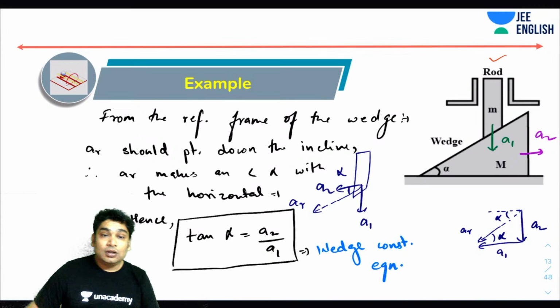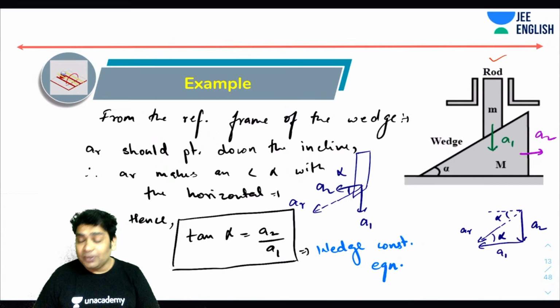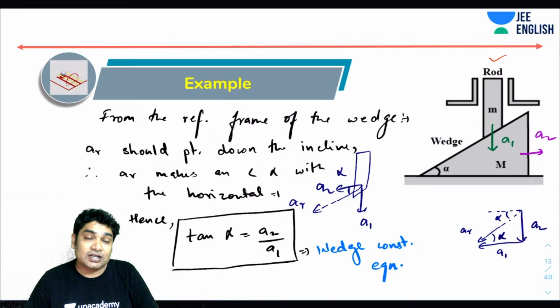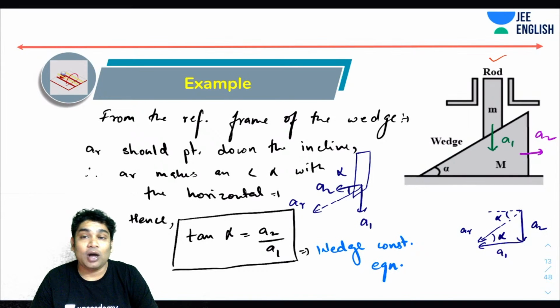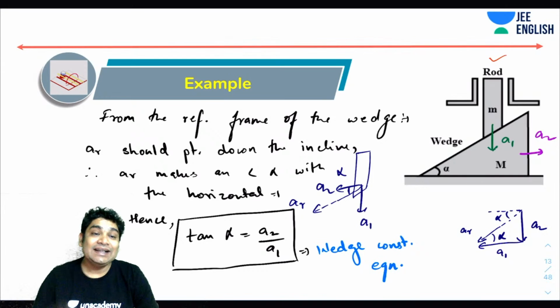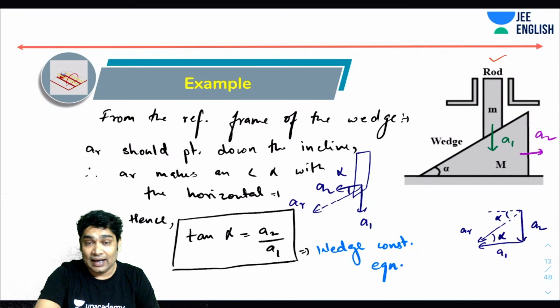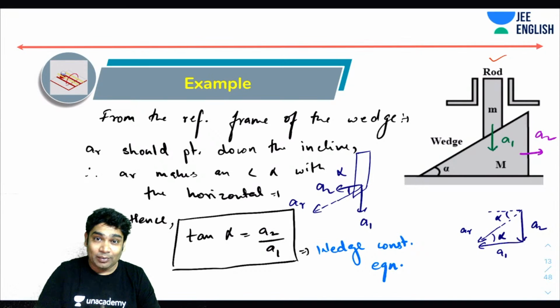Okay. So remember that this is always going to be the basis of a wedge constraint equation. You identify the directions of the block and the wedge, and then look at the acceleration of the block in the reference frame of the wedge. Note that this direction will be up or down the incline, and write an equation which is telling you that, and that equation is the wedge constraint equation. So if you want, we can take up another example, by the way.